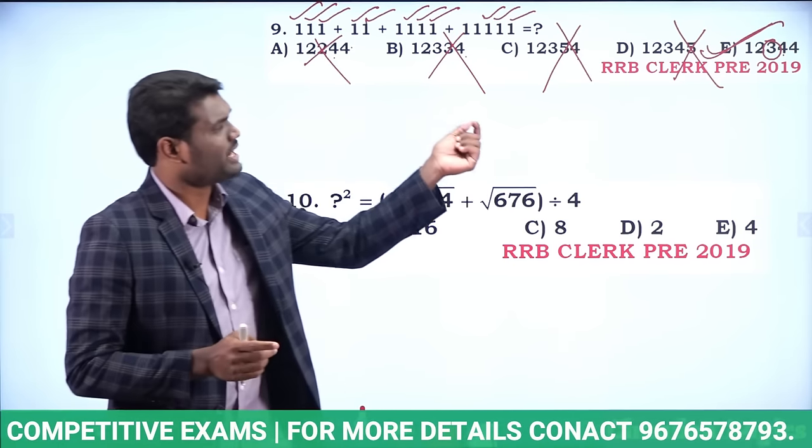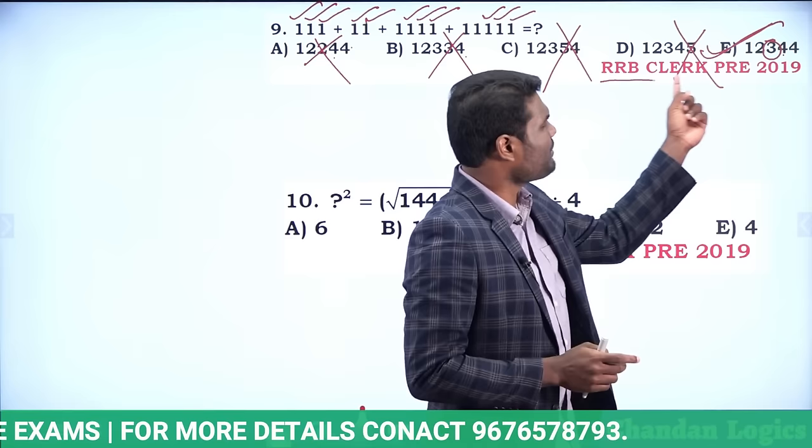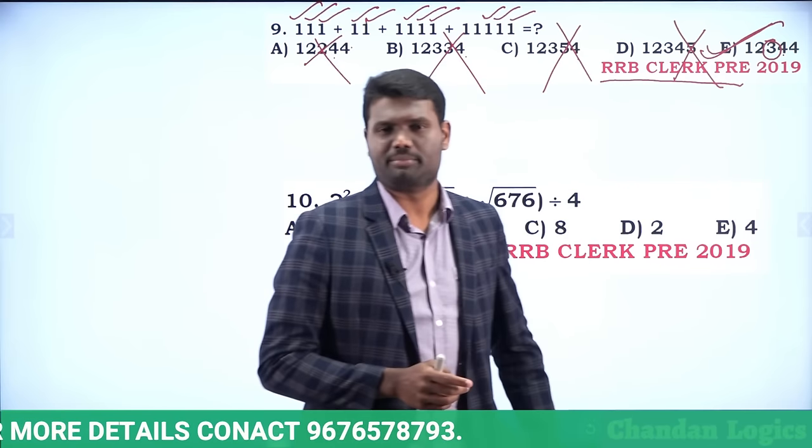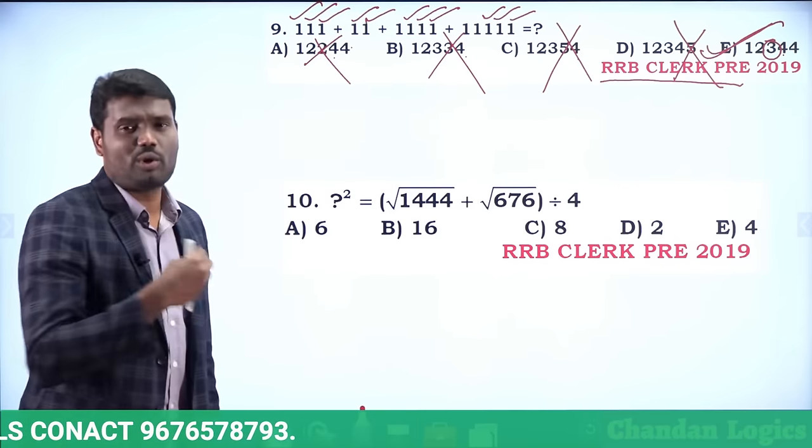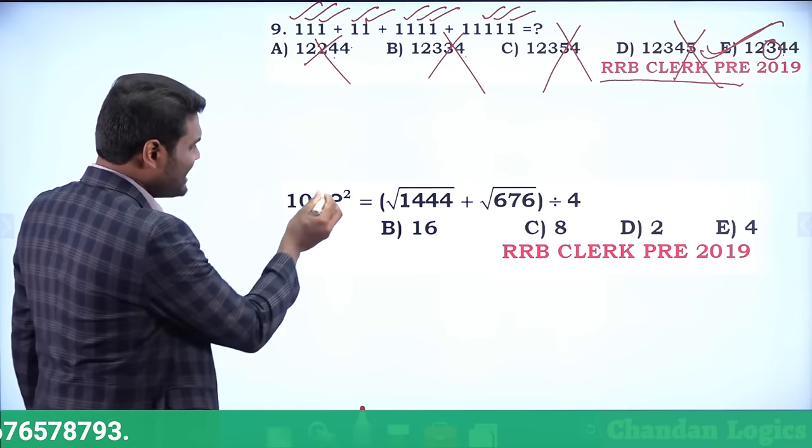Just by looking at the question, and this was the question that was asked in the RRB Clerk Prelims 2019 examination. Just by looking at that, you can mark the answer in fractions of seconds. Let's look at the next one.